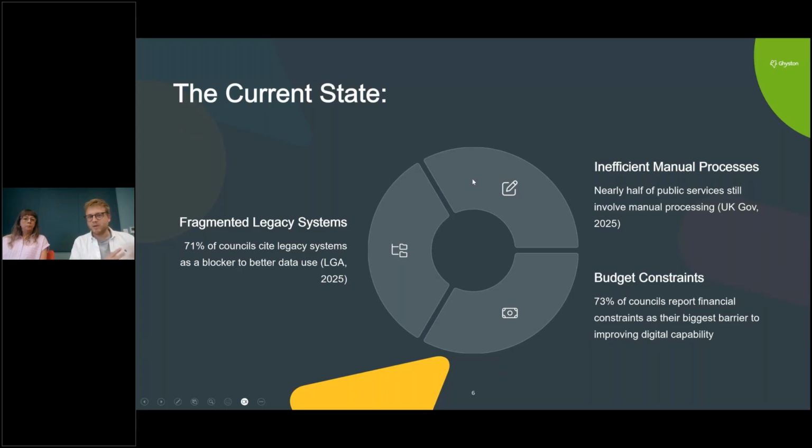So that's a little bit about who Ghyston are and who Annette and myself are. Now we wanted to talk about how we see the current state, so what we see for public sector opportunities with technology.